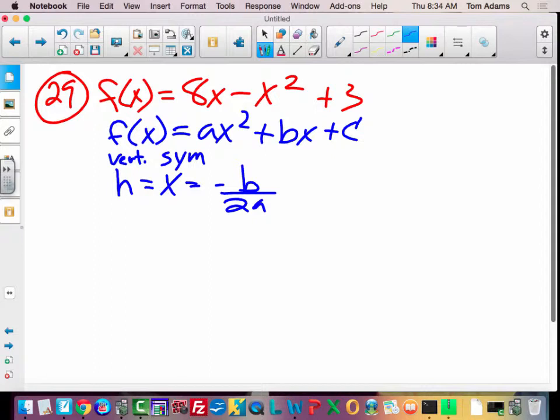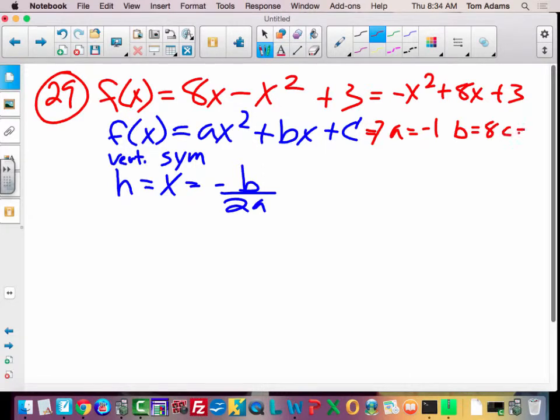Well, which is it? Because we have to put it in standard form first. Yeah, the red equation doesn't look exactly like the blue equation, does it? So I got to switch some things around. Technically, I just got to take this negative x squared, move it to the front, and then it's plus 8x plus 3. So then a equals -1, b equals 8, and c equals 3. Oh, I got it. So now it's going to be -8 over 2 times -1. You get a negative over a negative, the whole thing's 4.